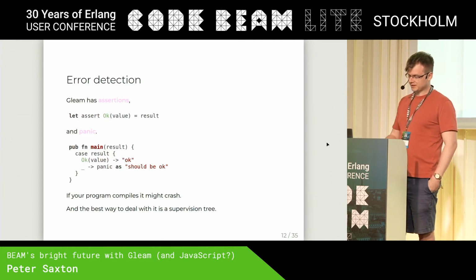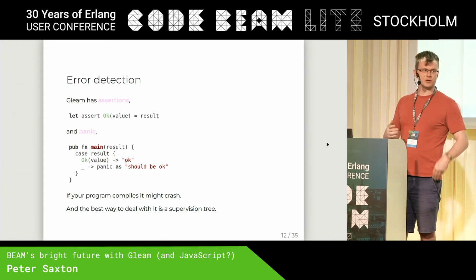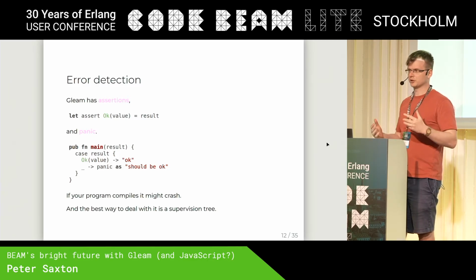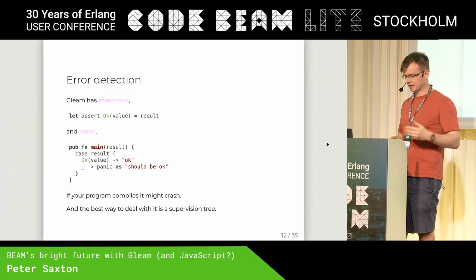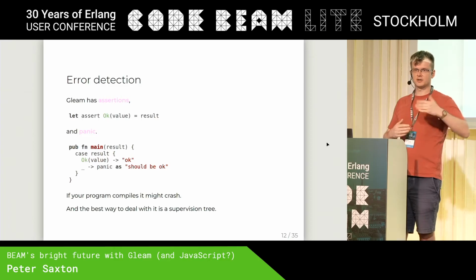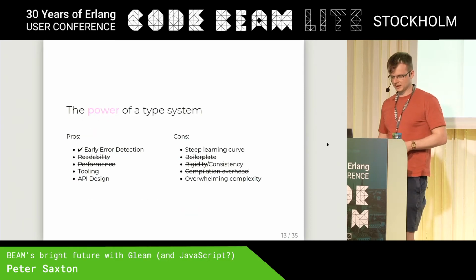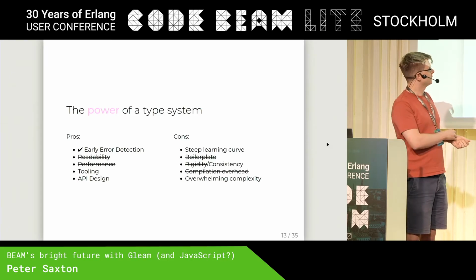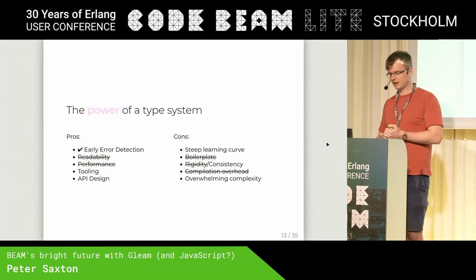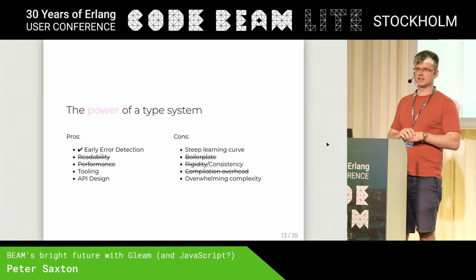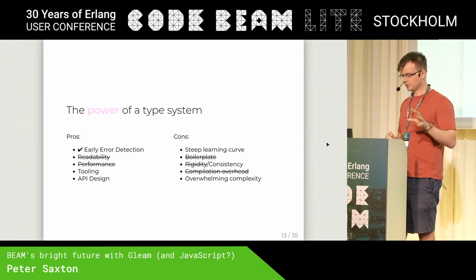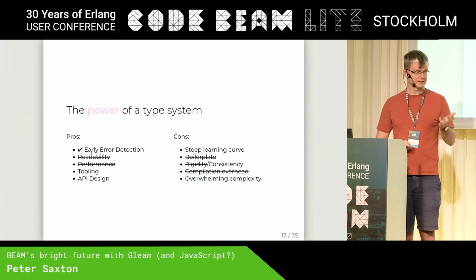And the best way to deal with this is a supervision tree. If your assumptions are not true, if your assumption about the assert or the panic has not been the case, then you get a sort of fallback to the Erlang primitives. So these two can work together. But I would say that Erlang can make very reliable systems. So as much as we do like early error detection, it definitely does exist.